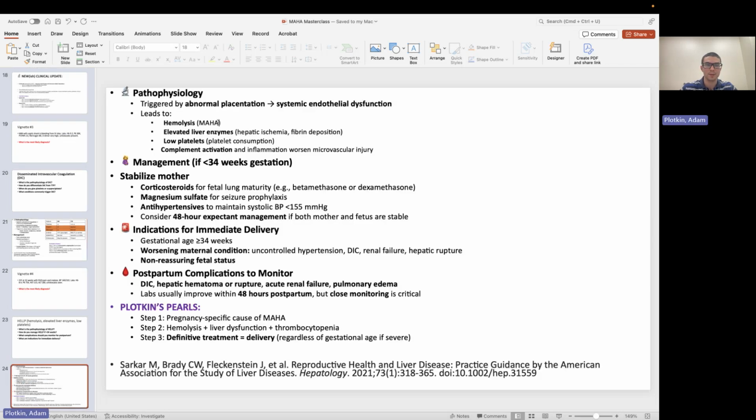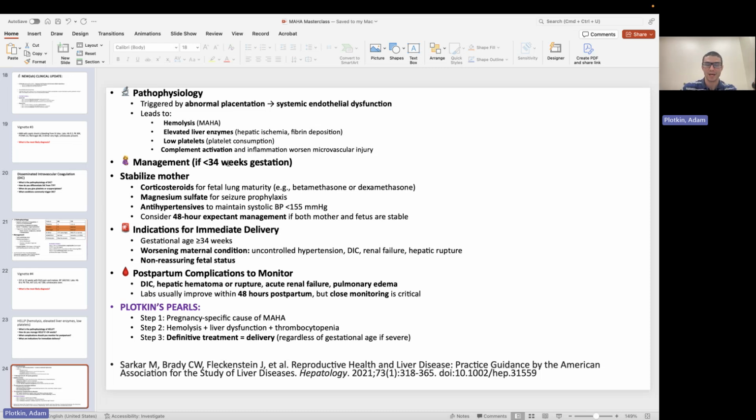So HELP is going to be triggered by abnormal placentation. So the placenta ends up in a spot that it's not supposed to be in. Your immune system recognizes that as irregular. It causes systemic endothelial cell dysfunction, and that leads to hemolysis, elevated liver enzymes due to hepatic ischemia, and some fibrin deposition. We get low platelets due to platelet consumption, and complement can even be activated, which worsens the microvascular injury.